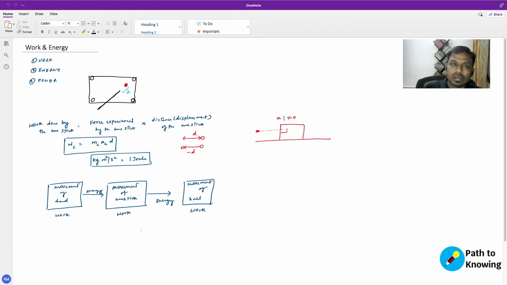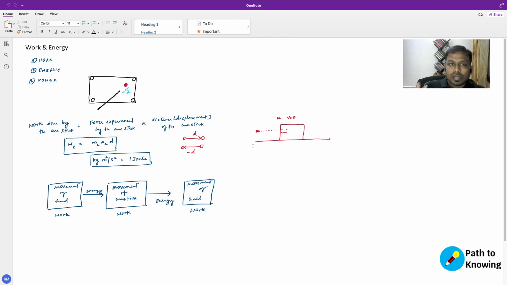When the acceleration is 0, the force is also 0. When the acceleration is negative, the force is also going to be negative. Force is nothing but mass times acceleration, right? So in this case, the work done by this bullet from here to here, right after hitting the block, is actually negative, because the velocity has come down to 0, right? Then the acceleration is negative.